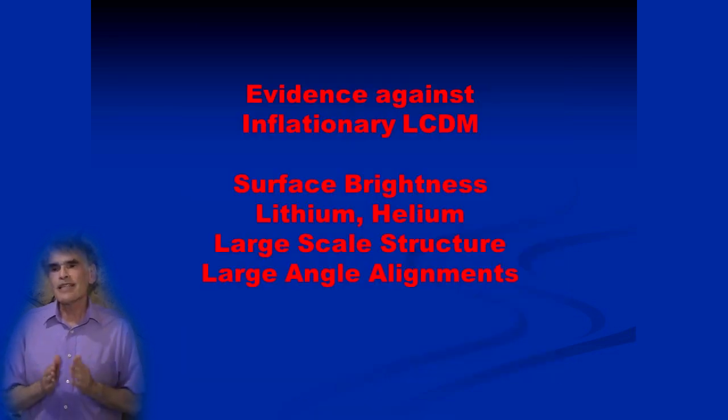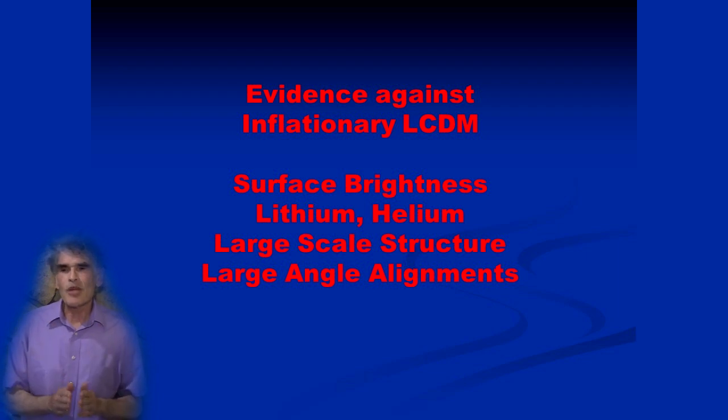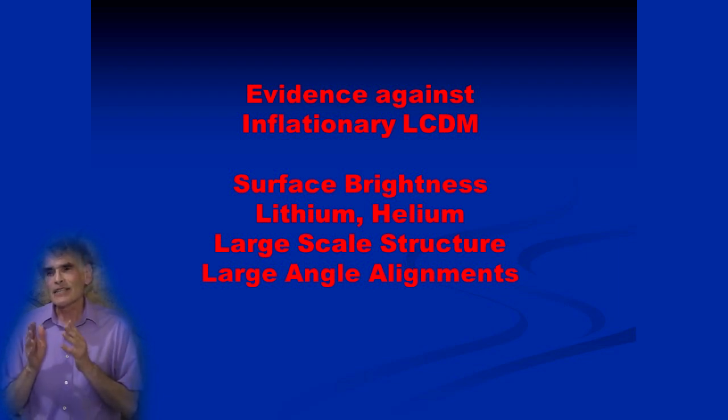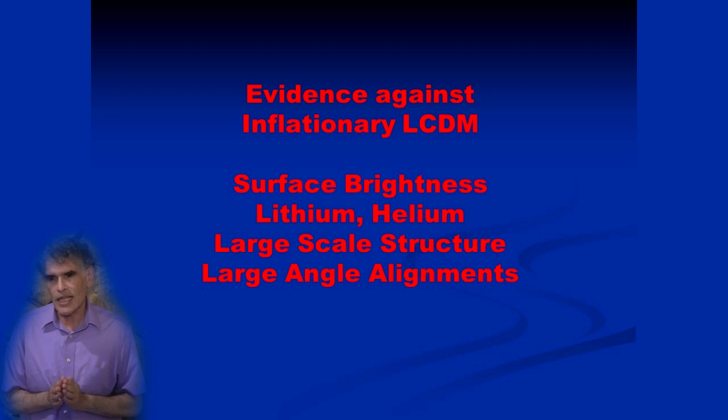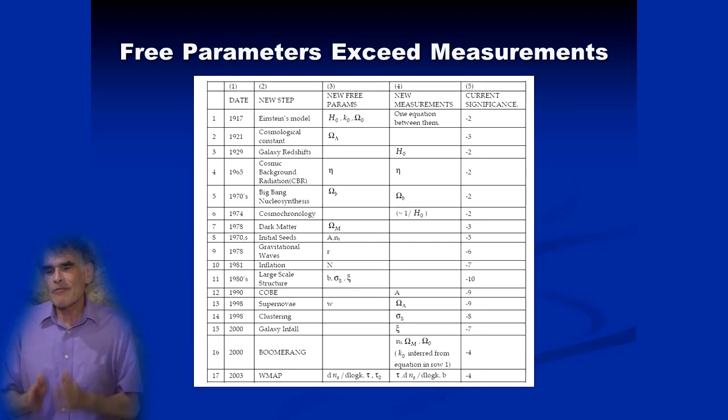So if you put all these things together, the surface brightness data, the large-scale structure, the lithium and helium, and the alignments of the cosmic background radiation, you have enormous amounts of evidence against the concordance theory. Some of this data has been around for 20 years. Some of it's very new, some of it's from last year. But it's been accumulating for more than 20 years.